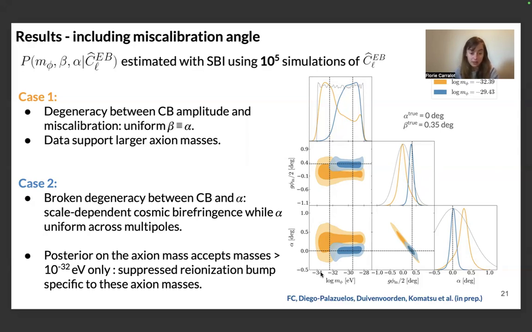And the last thing that we can see is that on the mass posterior, only masses larger than 10^-32 eV are accepted, because in this case, for such a mass, we have a suppression of the reionization bump that cannot be reproduced by masses smaller than 10^-32.